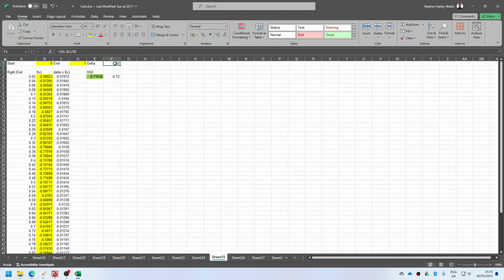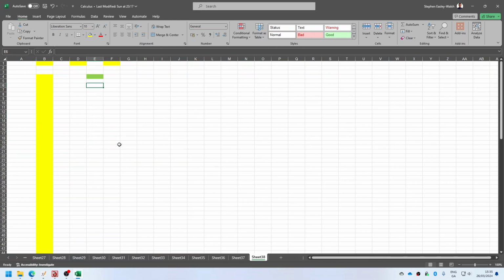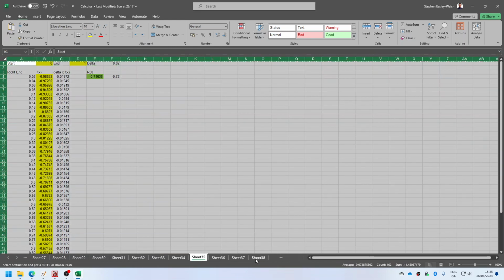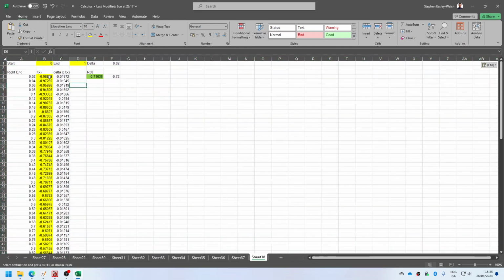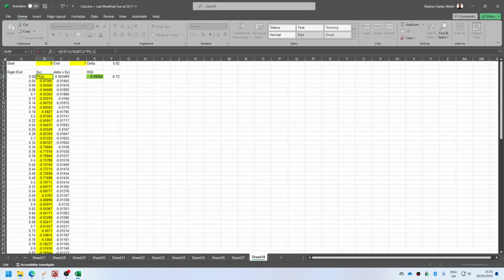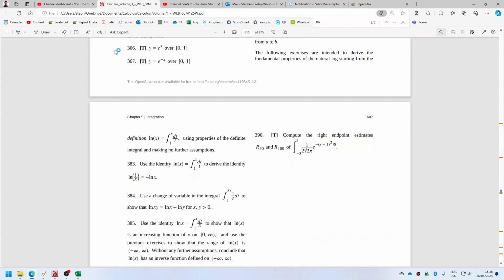Oh, actually, if it's 50, I should go back to this one. Okay, so this is the 50, so what is it? 1 over, okay, so it's 0.5 times 1 over square root 2 times pi. Exponential. x minus 1.